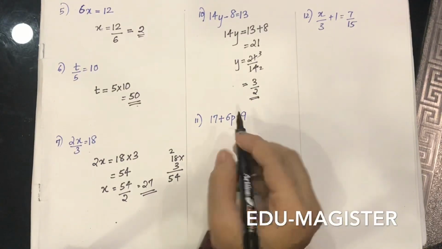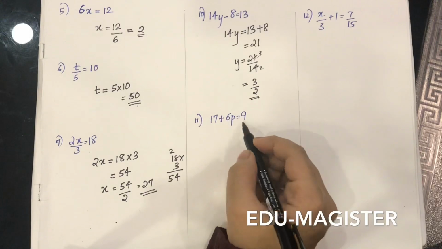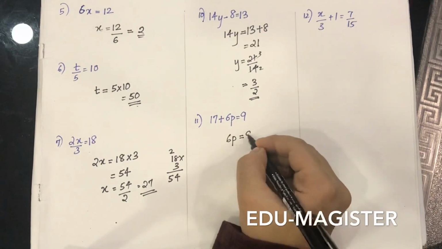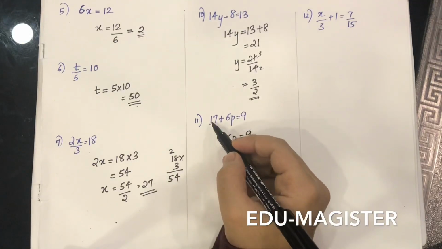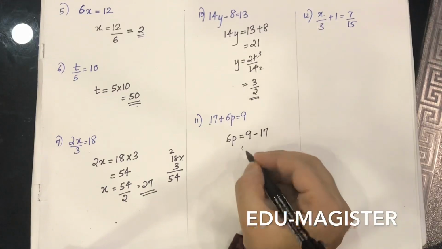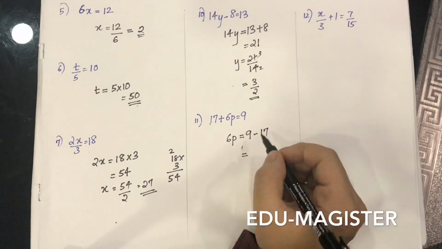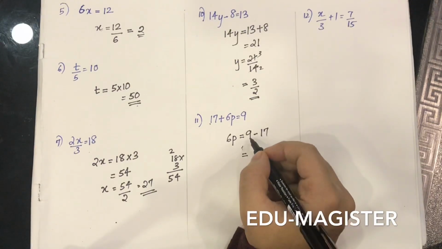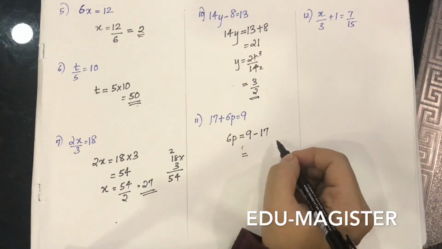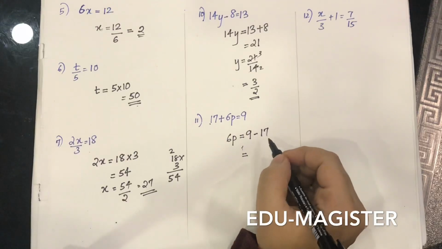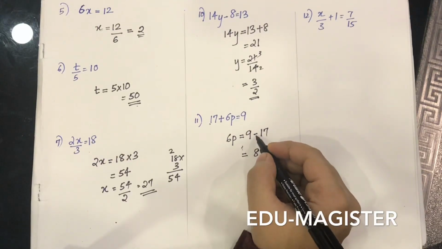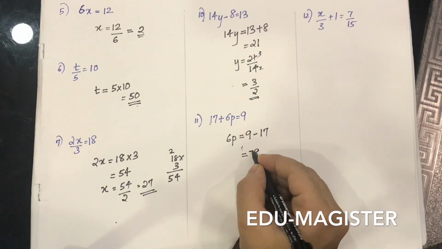Now in this question, question number 11, 17 plus 6p is equal to 9. 6p is equal to 9 plus 17 here. So when you take it to the other side, it becomes minus 17. What is 9 minus 17? So here the subtraction is from a smaller number. You have to subtract the smaller number from the bigger number and give the sign of the bigger number. So what is 17 minus 9? 8. What is the sign of the bigger number? Minus. So the answer is minus 8.